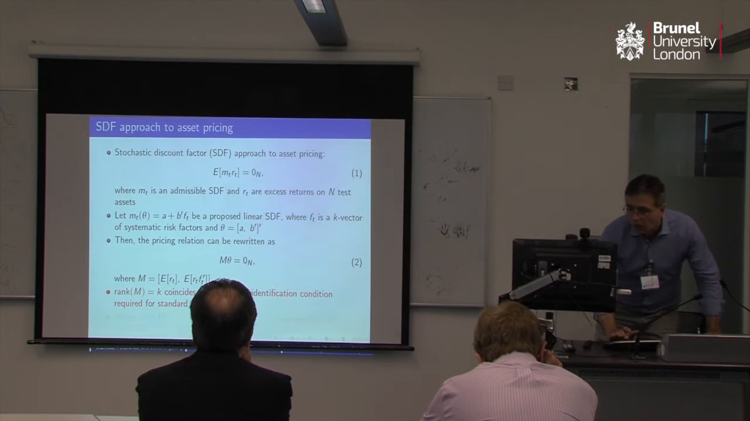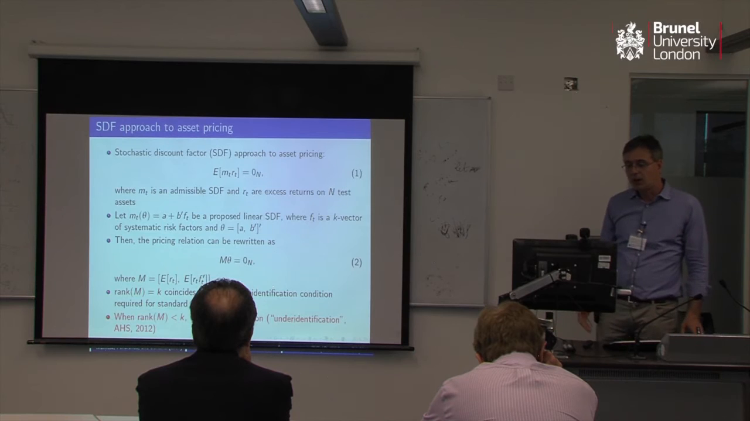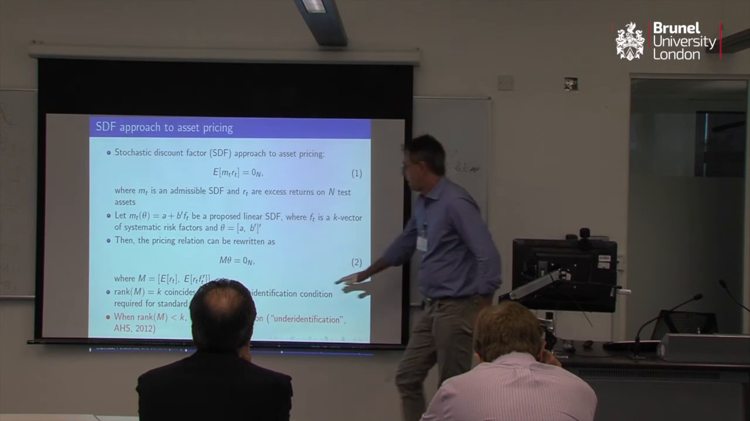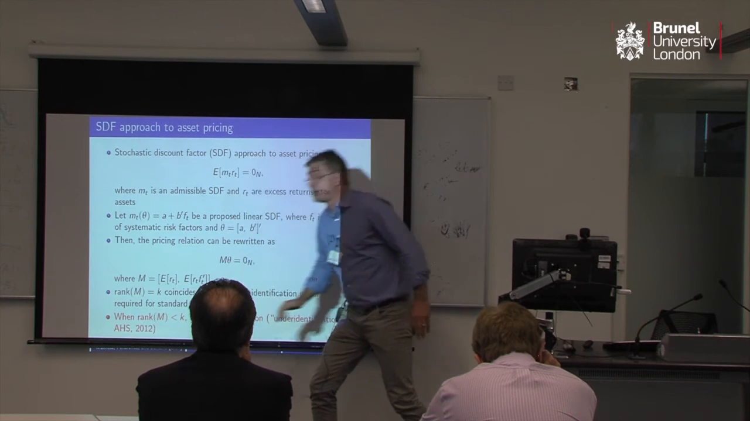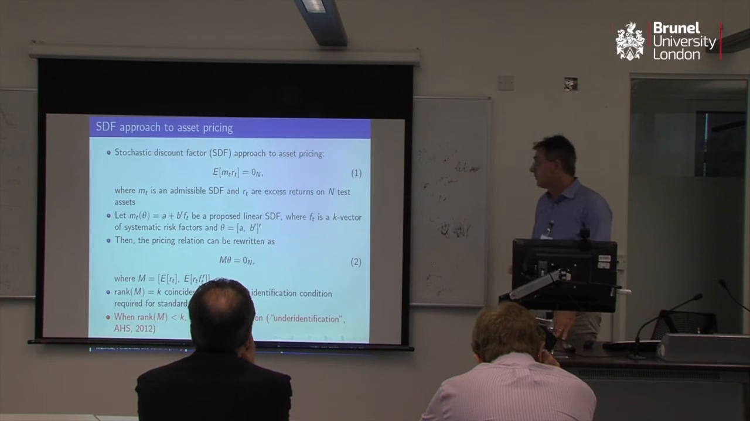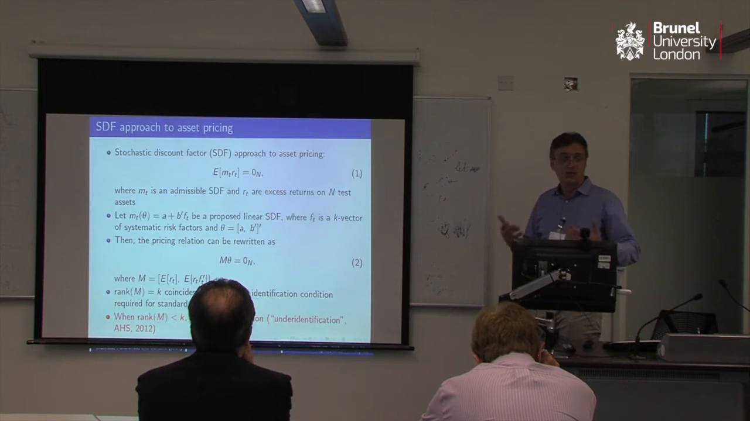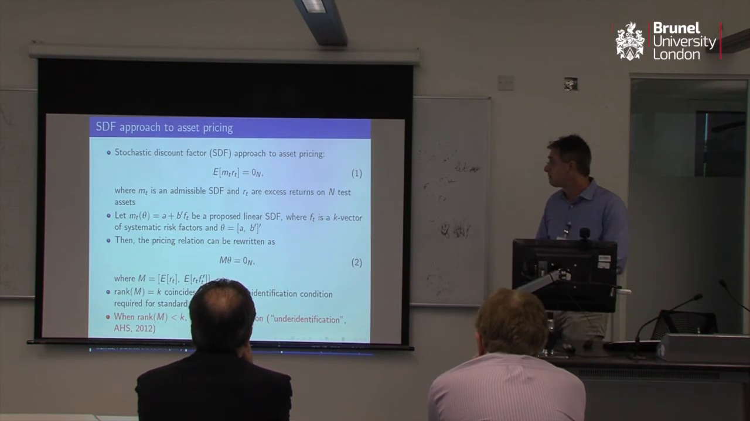So basically, what Enrique says in the paper, and this is very consistent with what we also do, is that when the rank of M is smaller than K, then we lose identification. And this is what Arellano, Hansen, and Sentana call under-identification, okay?